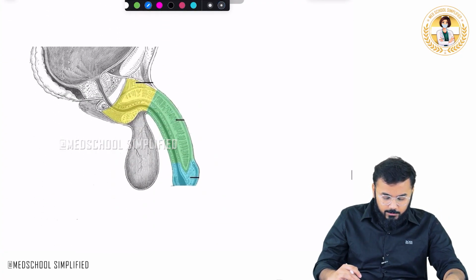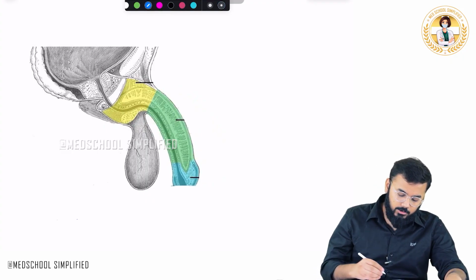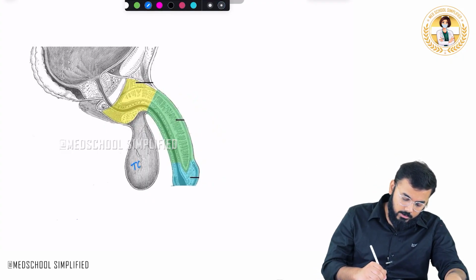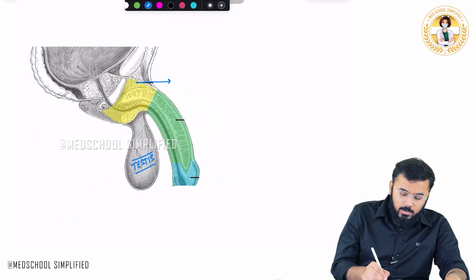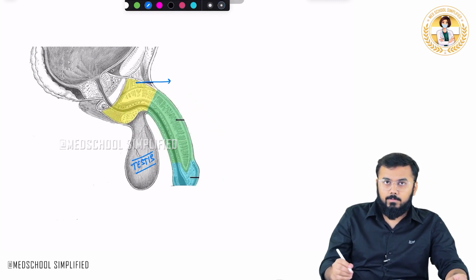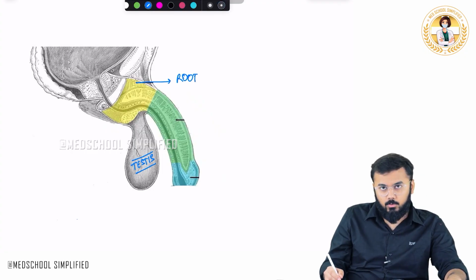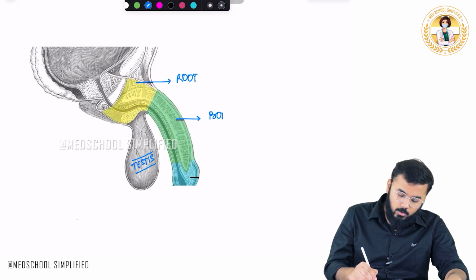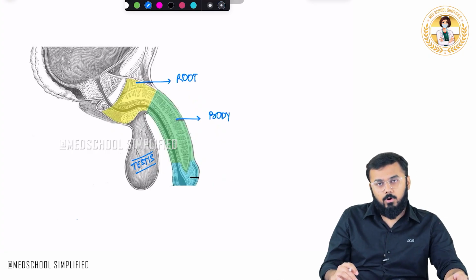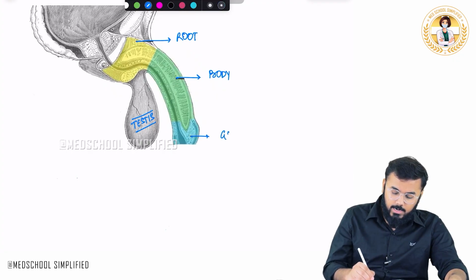So if you look at this penis, we have got three important parts. What are those three important parts? This structure which is lying down is called your testis, right? So if you look at the penis, there are three important parts. This part which is shaded with yellow is called the root. Next, this green colored part over here is called the body. And next, this part down over here is called the glans penis.